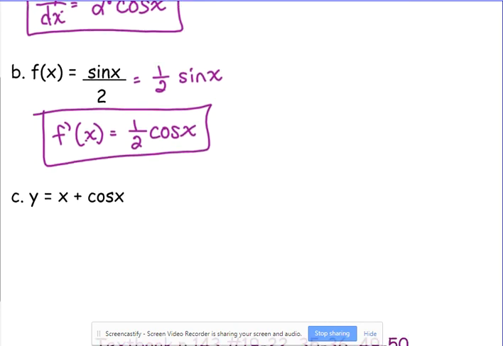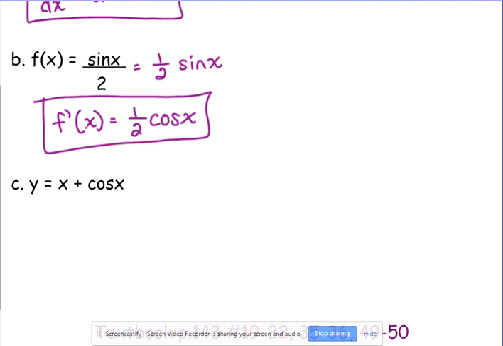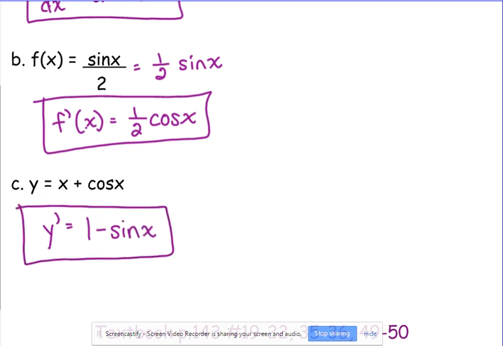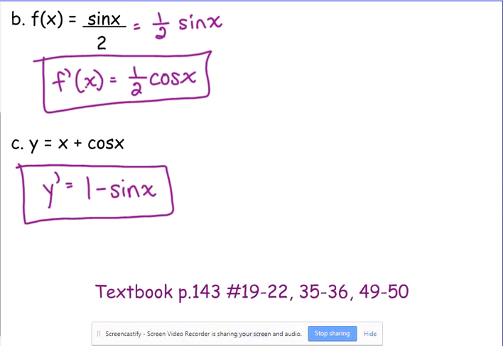We can apply our sum and difference formulas. y is equal to x plus cosine of x. Let me use the y prime notation. The derivative of x is still 1. The derivative of cosine is negative sine, so we write that as 1 minus sine of x. It is that straightforward. We can combine this with any of the rules that we've learned so far. So I want you to practice on this textbook page with these numbers, and then come back for the product rule.